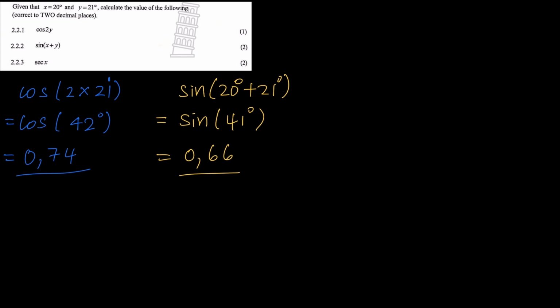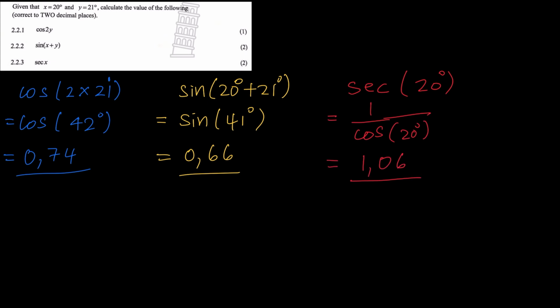Last one, sec x. Sec, and then x is 20 degrees. But we don't have that function on our calculator. So we need to use the reciprocal. The reciprocal of sec is cos. So 1 over cos 20 degrees. We can put this in our calculator and get 1.06.